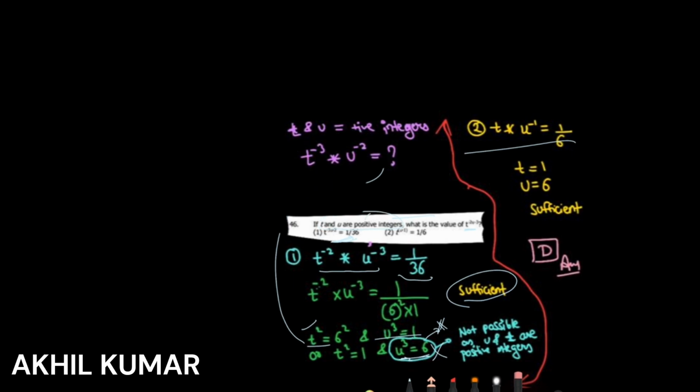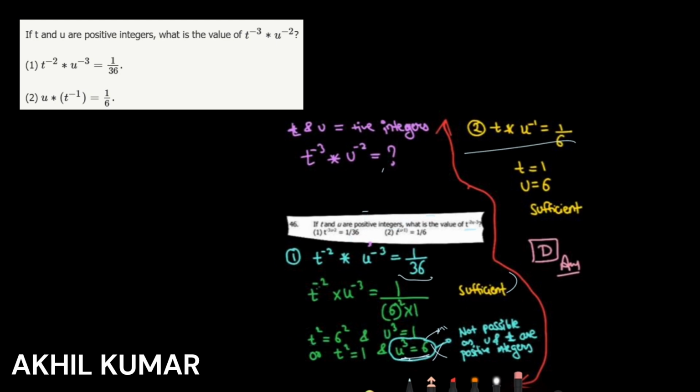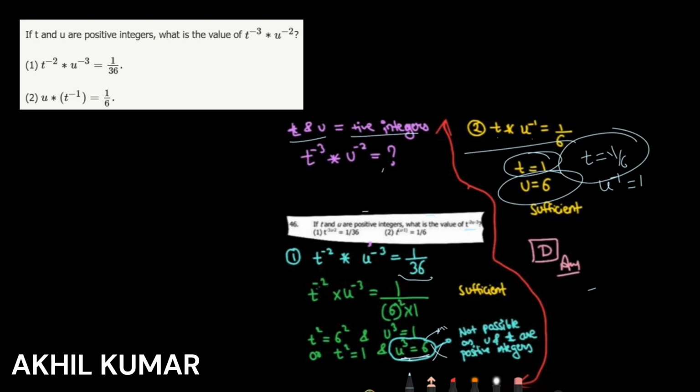Okay, now if we take the second condition, again, it does not matter whether you take the first condition or second condition, but t and u should be positive integers again. And again if I do the comparison, the condition is t into u power minus 1 is equal to 1 by 6. So directly I can say that t is equal to 1 and u is equal to 6. Don't think that t can be equal to 1 by 6 and u minus 1 can be equal to 1. No, because in this t is not a positive integer and this is what I want. So I can't take these particular values.